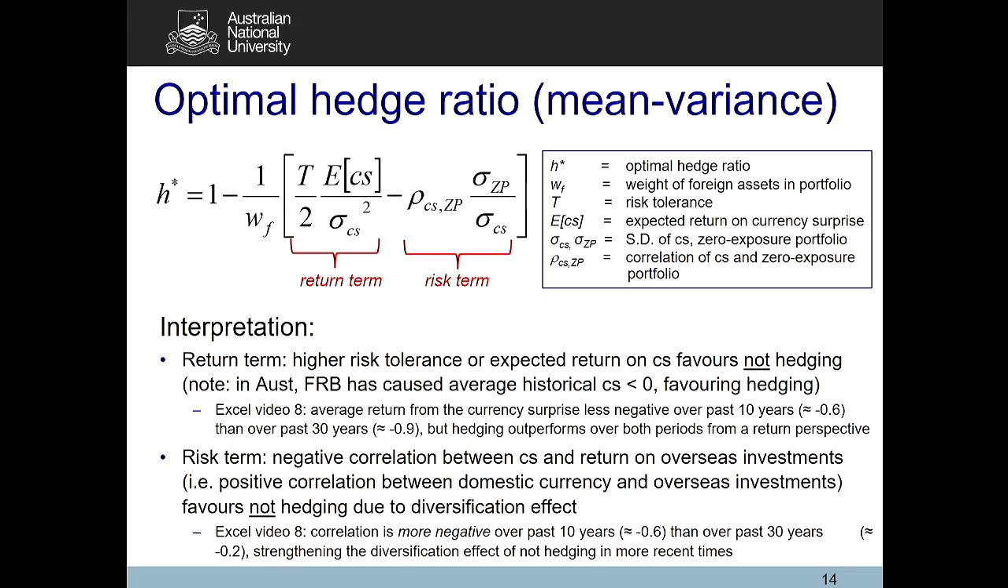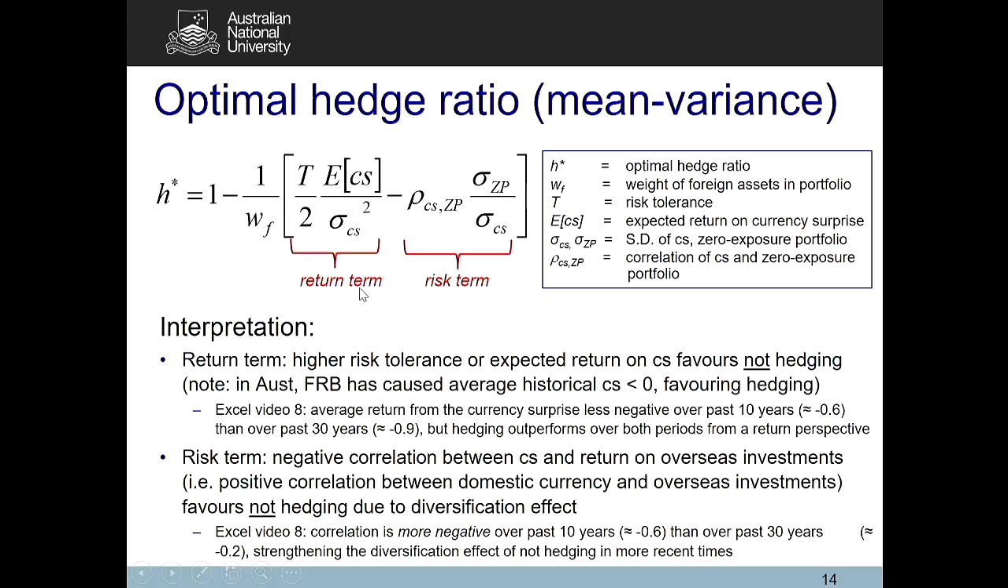Now, the return term is essentially the expected return from the currency surprise per unit of risk, scaled by a level of risk tolerance, which makes sense. Because the more tolerant you are to risk, or more importantly, the higher the expected return on the currency surprise, the more you are in favour of not hedging. Because remember, it's when you're unhedged that you benefit from the return of the currency surprise, right? The higher that return is, the more you should be unhedged from a return perspective to take advantage of it. Remember, there's a negative here. So the higher this return term is, it will be 1 minus a greater number, which reduces the hedge ratio.